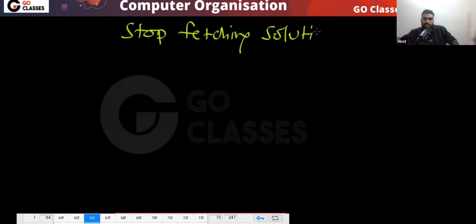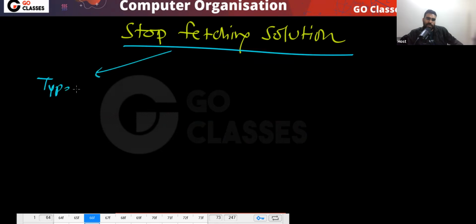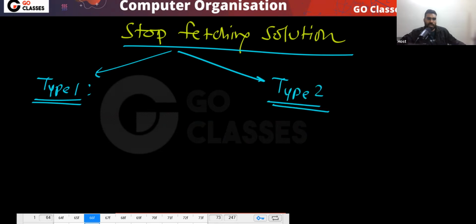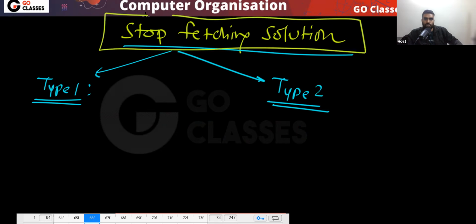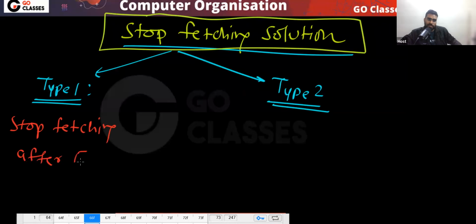So what we have seen, there are two solutions. One is stop fetching. This is the stop fetching solution. This stop fetching solution has two types. What is type one and what is type two? Type one is stop fetching after every instruction.